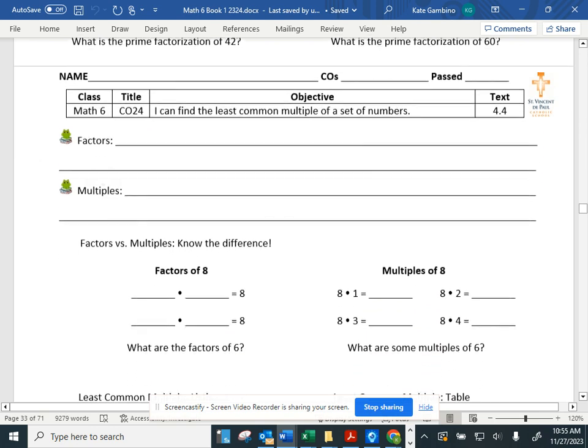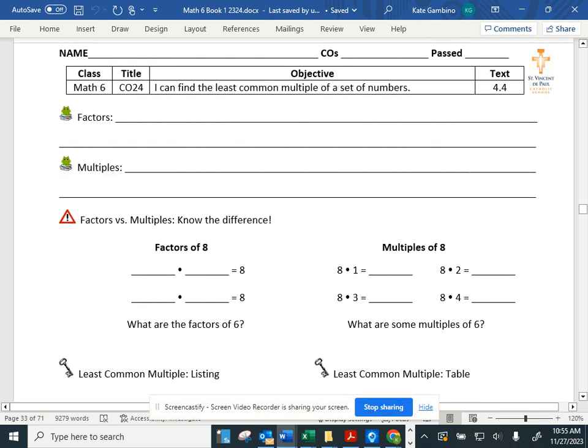All right, CO24. This time it's the least common multiple. Multiples are very different than factors. Remember, factors are what numbers we break it down into. Multiples are what we multiply up to. Your number times 1, your number times 2, your number times 3.